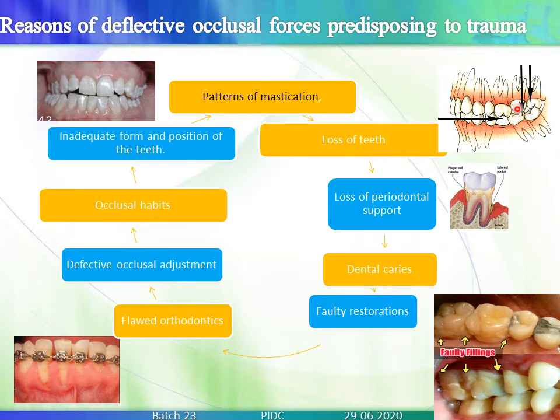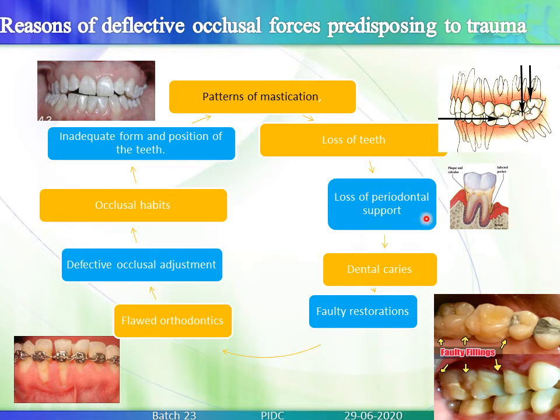Next, coming on to the loss of the teeth. Since there is loss of the teeth, there could be supraeruption of this tooth, and because of this space, there would be a tilt of these two teeth. Since these two teeth are tilted, there could be more pressure from the normal occlusal forces of the opposing teeth. So all this could result in deflective occlusal forces.